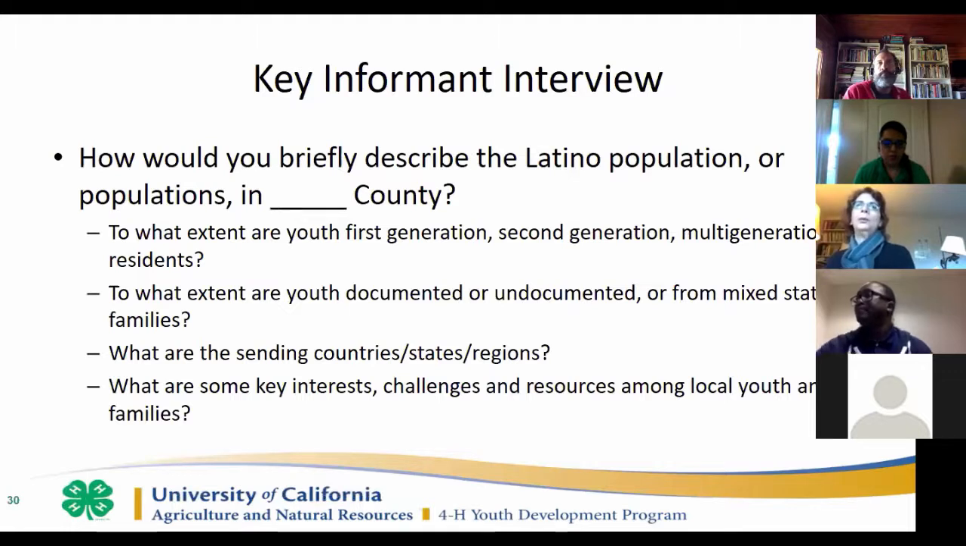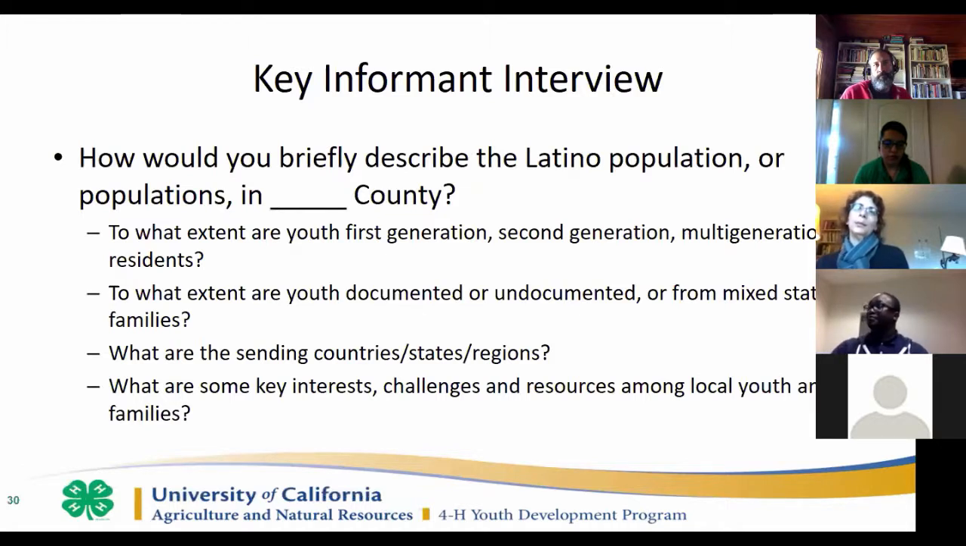And then the underlying questions below get to, if they didn't share with us about first generation, second generation, or multi-generation U.S. residents, we then asked them about that, because it was really important for us to know the current status of generations. And then we also wanted to know what is the landscape of youth that are documented or dreamers or from mixed status families.